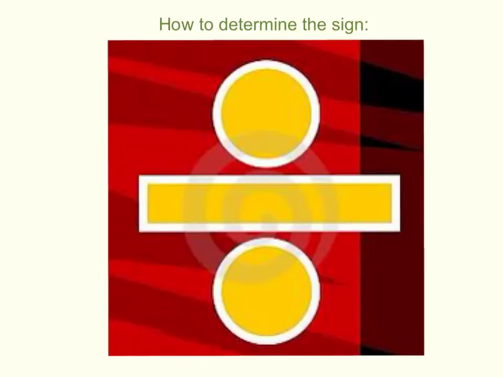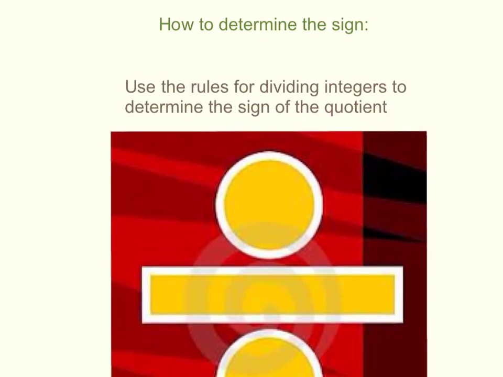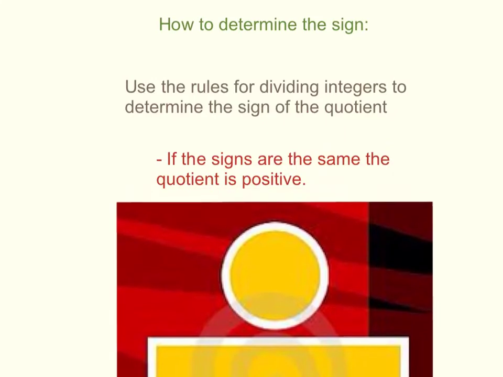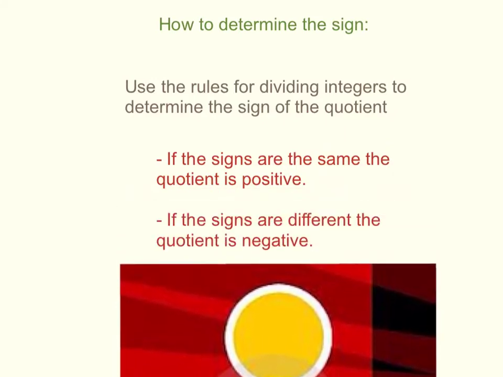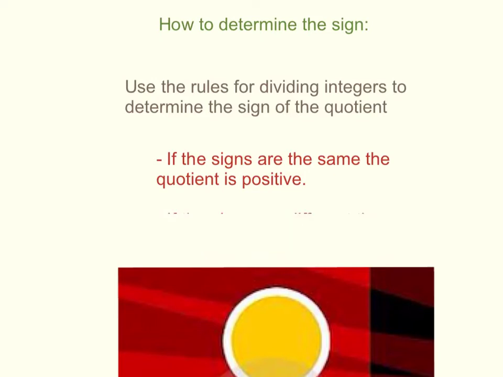The first thing that we need to know about dividing rational numbers is how to determine what sign the answer has. To do this, we use the same rules that are used for dividing integers. If the signs are the same, the quotient is positive. If the signs are different, the quotient is negative. Please take a moment to pause this video and write down the rules to determine the sign of the quotient.